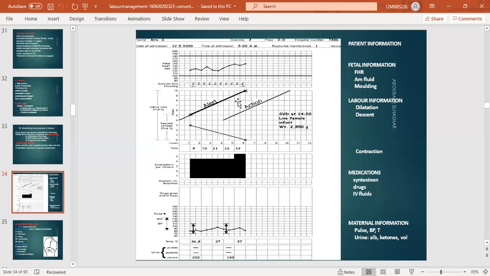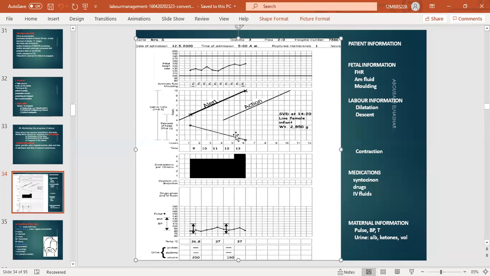So the graph is very right, that means it's within the 6 hours. As we discussed, the active phase of the first stage of labor should be at least 6 hours, or if it's prolonged, more than 6 hours, 8 hours, 10 hours, that means this is a prolonged active phase of labor. So it should be between 4 to 6 hours.